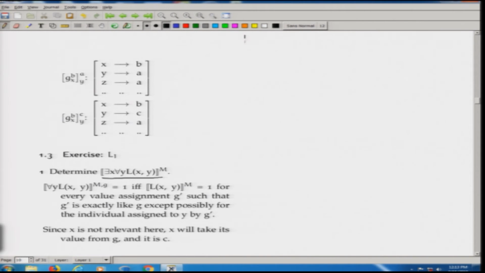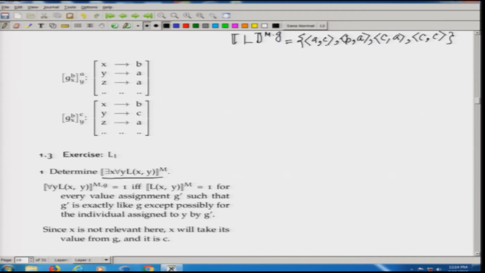The value of L with respect to M and G is AC, BA, CA and CC. If we try to interpret L as likes, then it means that A likes C, B likes A, C likes A and C likes C, and nobody likes anybody else in this system or in this model. That is what it is trying to say.